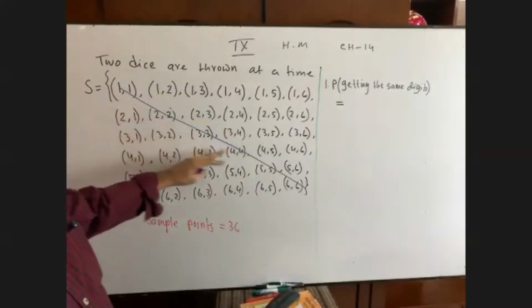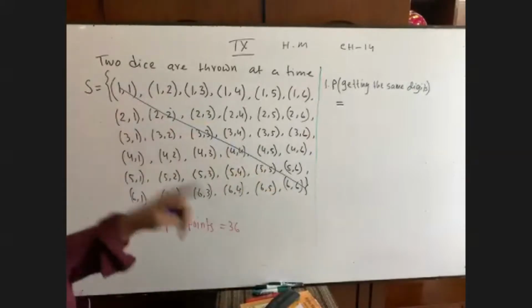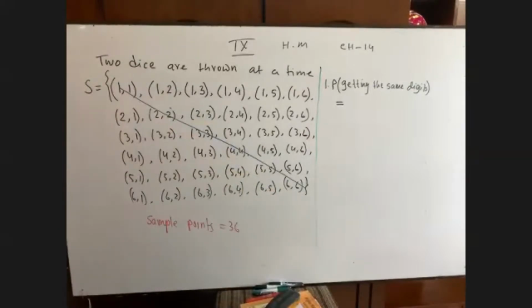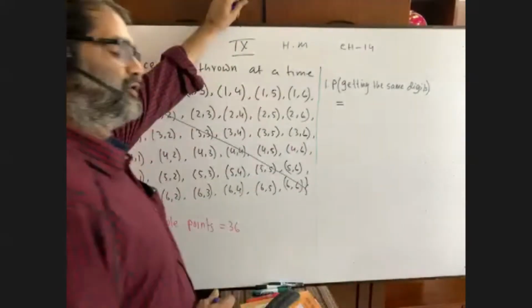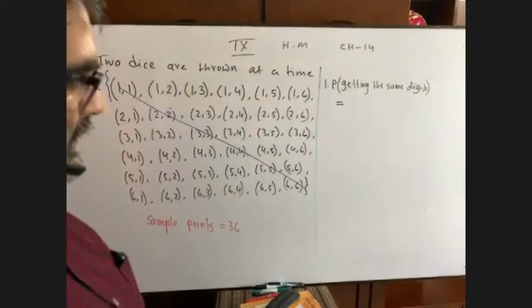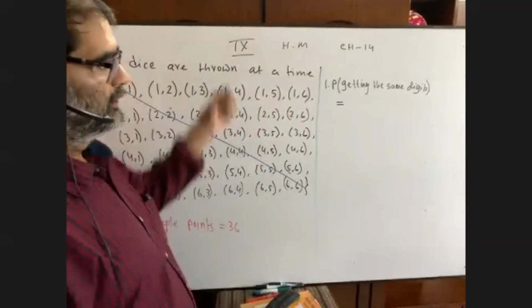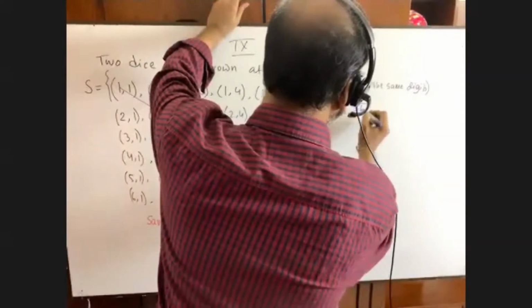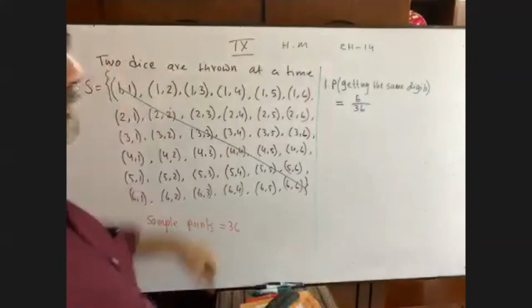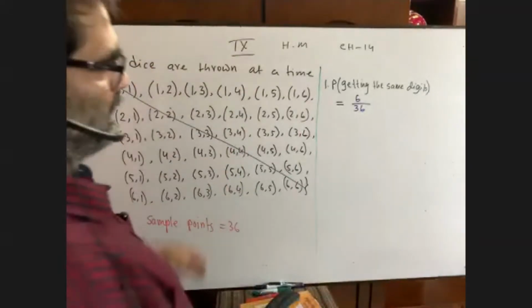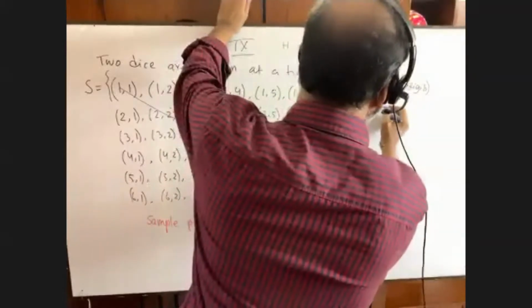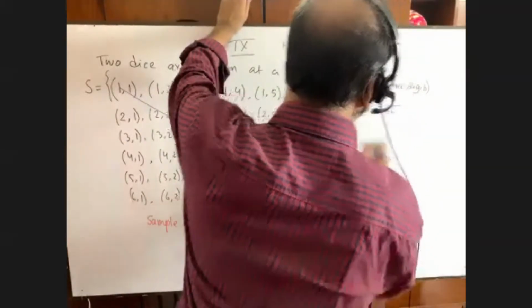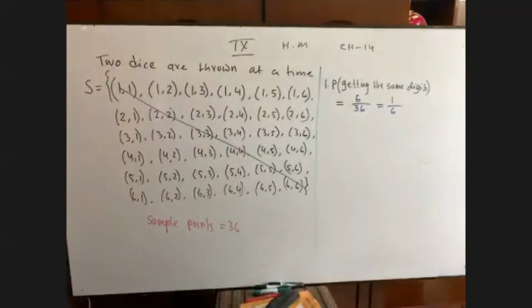So we are getting 6 points where the two digits are same: 1, 2, 3, 4, 5, 6. So we are getting 6 points out of 36. It is 1 by 6. Have you got it? Yes, sir.